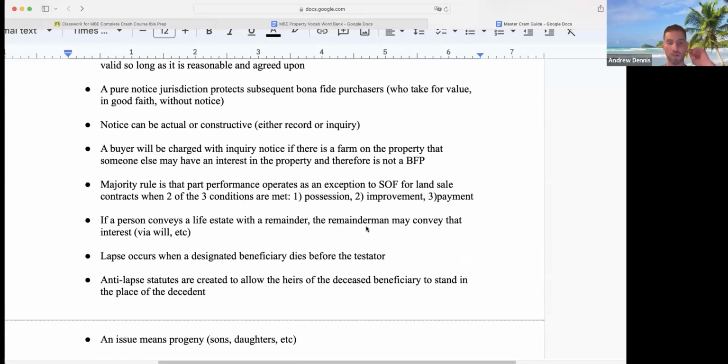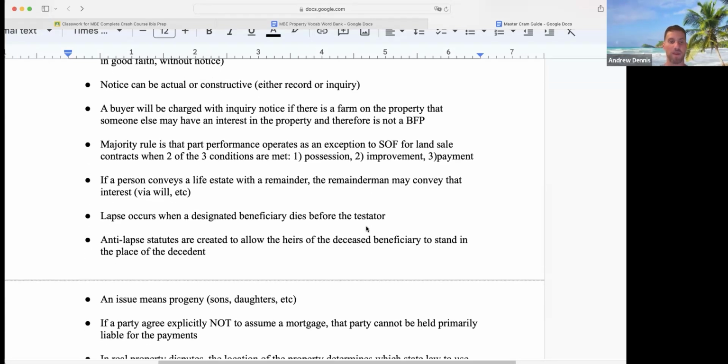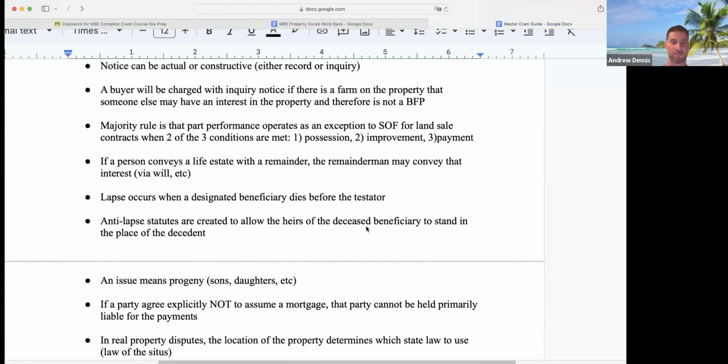The majority rule is that part performance operates as an exception to the statute of frauds for land sale contracts when 2 of the 3 conditions are met: possession, improvement, and payment. If a person conveys a life estate, the remainderman may convey that interest via will, etc. A lapse occurs when a designated beneficiary dies before the testator. Anti-lapse statutes are created to allow the heirs of a deceased beneficiary to stand in the place of the decedent.